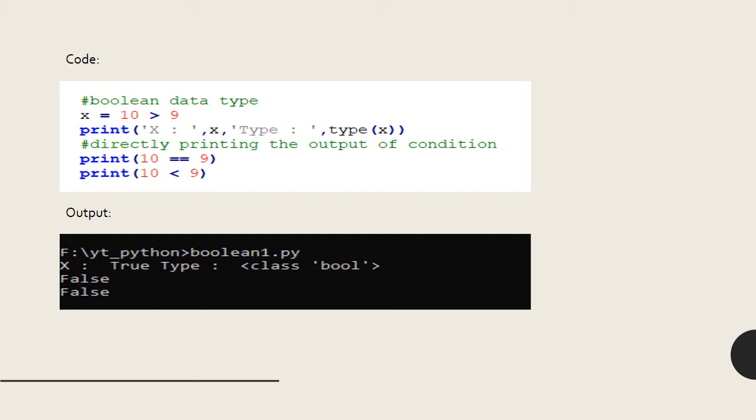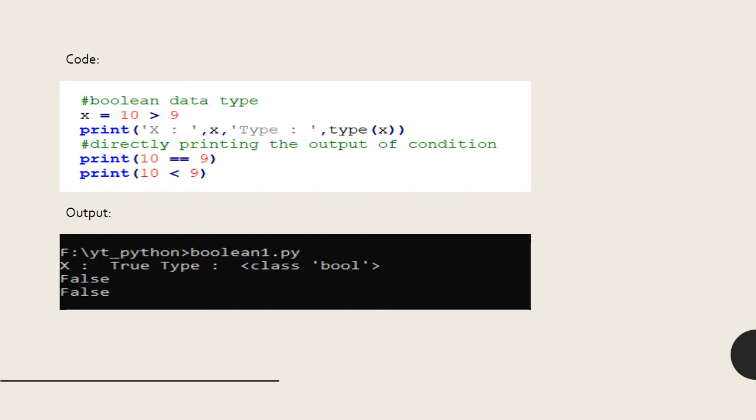Now when we print a condition directly by using the print statement, we get true or false. Here in the second print statement, 10 double equals 9. Double equals is the sign used for comparison, so it will compare two values, 10 and 9. It will compare 10 with 9 and give the answer true or false. In this case 10 is not equal to 9, so it gives the answer false.